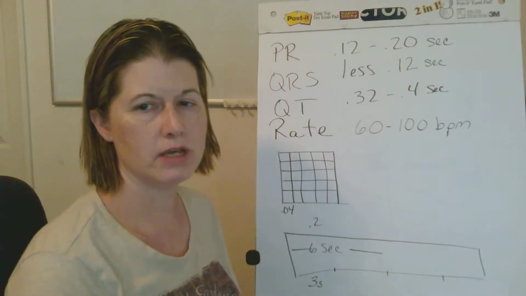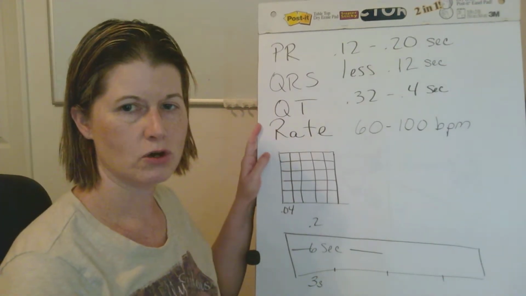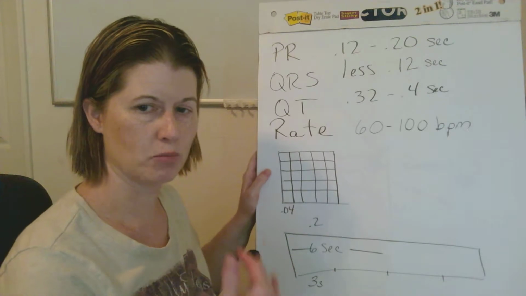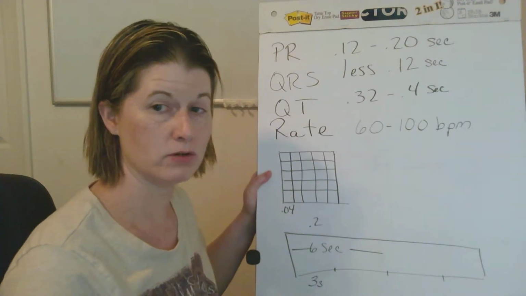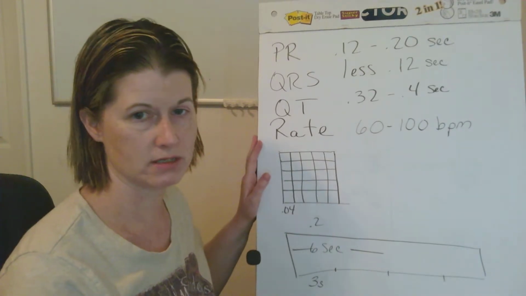So when we're measuring our EKG leads, we have to remember these normals. We're going to talk about what everything means and the process you're going to go through when you analyze your EKGs. But first you have to have this set information. You have to memorize this stuff.